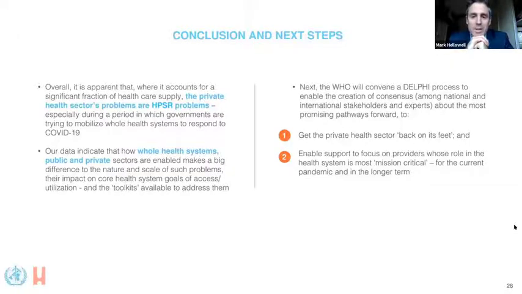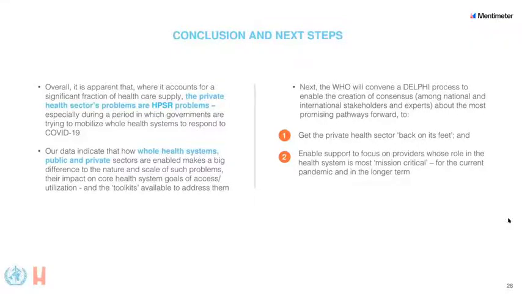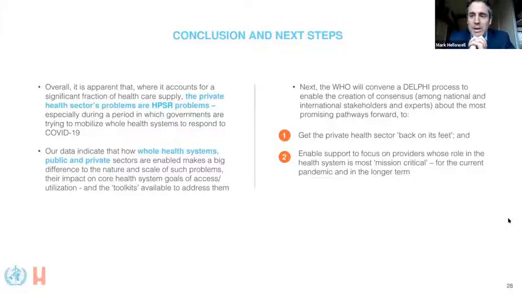So just very briefly, our next step is to convene a Delphi process, or reconvene a Delphi process, because we initiated this some months ago. And we're looking to try and define the most promising pathways forward to get the private health sector back on its feet through policy mechanisms that protect the public interest, but sustain the operations of the private sector, specifically during the COVID-19 outbreak and also beyond, and enable support to focus on those providers whose role in the health system is most mission critical at this point, but also in terms of the longer term health system goals that policymakers have, and to try and ensure that there is transparency around that and that the resources really flow to the parts of the health system that make the most material and important difference to population health.